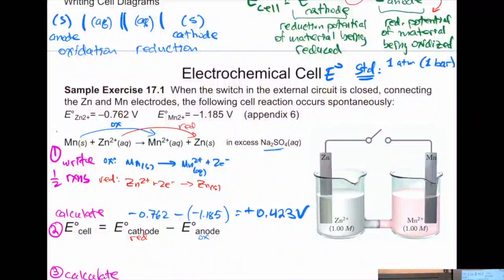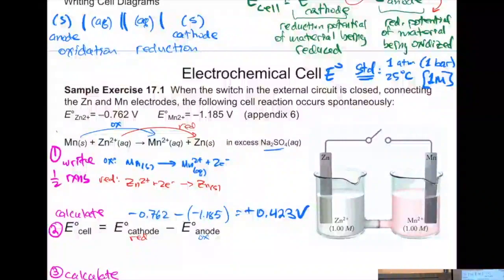What about temperature? 25 degrees. And what else? 1 molar of everything. Those are our standard conditions, and that's all we're dealing with. Maybe at the end of today, I'll tell you how deep this can actually go when we're not under standard conditions. That's something called the Nernst equation.